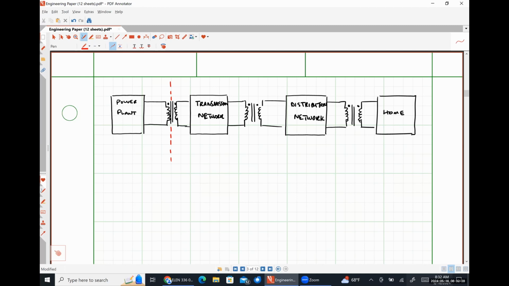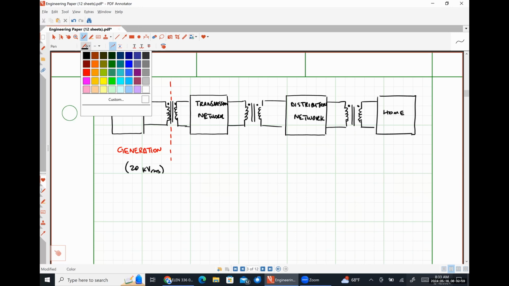Okay. So everything to the left of this line is typically referred to as generation, right? So we're talking about stuff in the ballpark of 20 kilovolts RMS, at least around here.